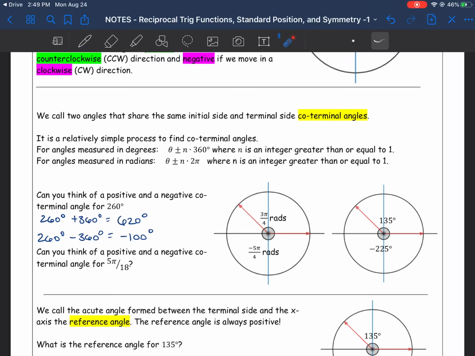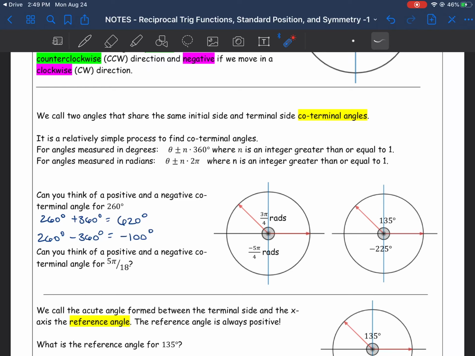But keep in mind, these are not the only positive or negative coterminal angles. I could continue to add multiples of 360, or I could continue to subtract multiples of 360, and continue to come up with more coterminal angles for 260 degrees. Okay? Let's try the next one.